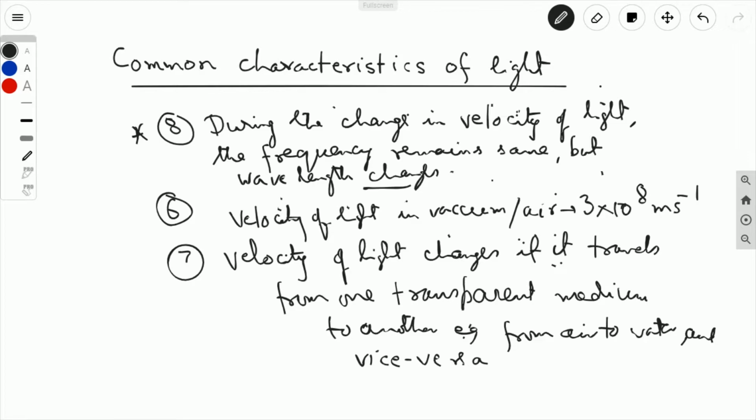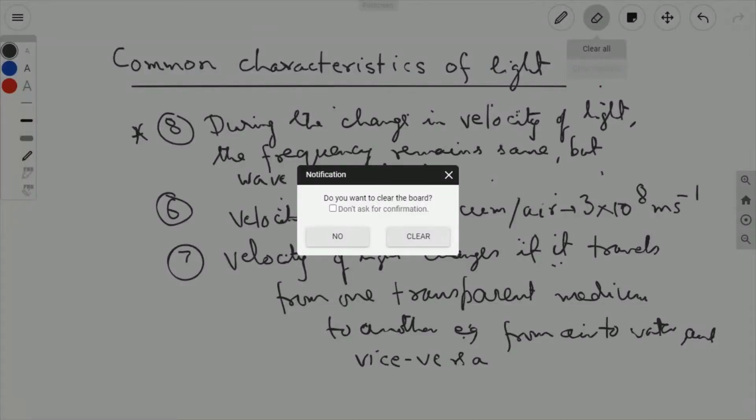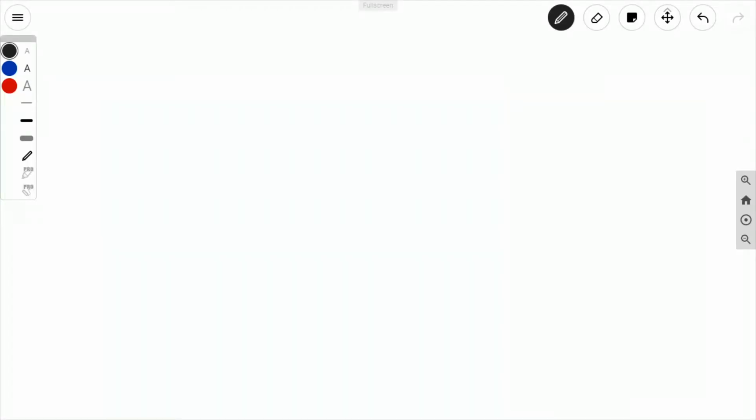Now after that, let's start our main topic, that is the reflection of light. What do we mean by the reflection of light? It is a very important phenomenon, and this is a very important point.